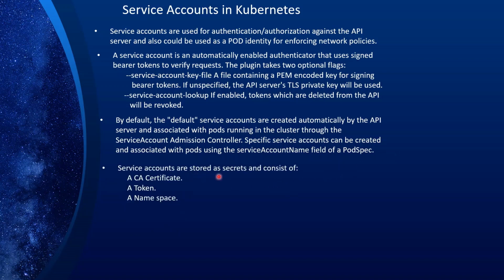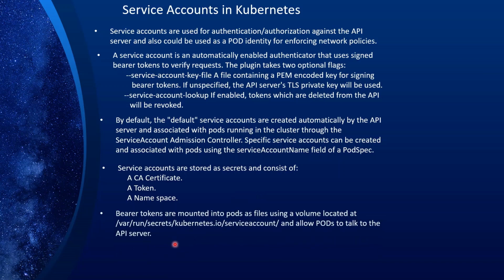Service accounts are stored as secrets and consist of a CA certificate, a token, and a namespace. Bearer tokens are mounted into a pod as a file using a volume located at this location, and allow pods to talk to the API server. So basically, the certificate and the token that are saved here, that's how a pod can authenticate. If it needs to talk to the API server, that's how it uses that certificate and token to talk to the API server.